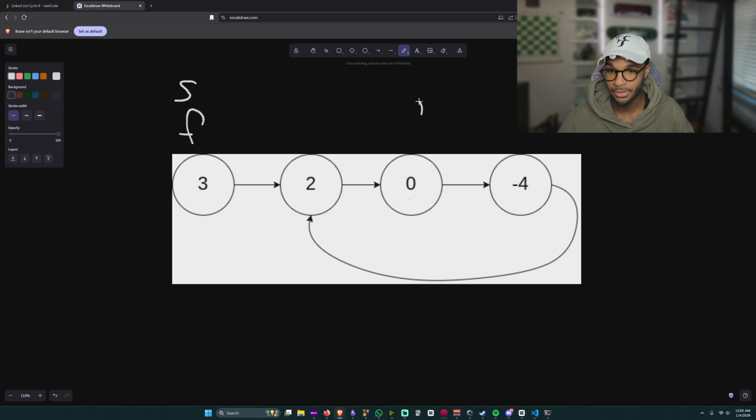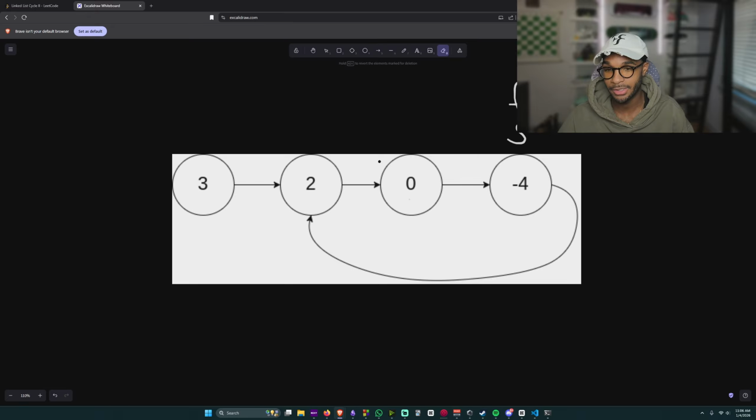So fast will move up 2 spaces, so it would go straight to the 0. Slow will move up 1. Fast will move up 2, so it would go to the -4, wrap back around to the 2. And slow will move up 1, so it would reach the 0. Fast moves up 2, and slow moves up once. They met, so that means we know there is a cycle in this linked list, right?